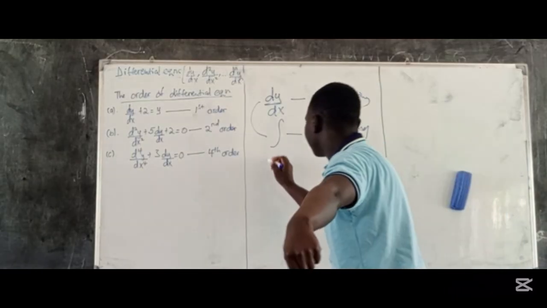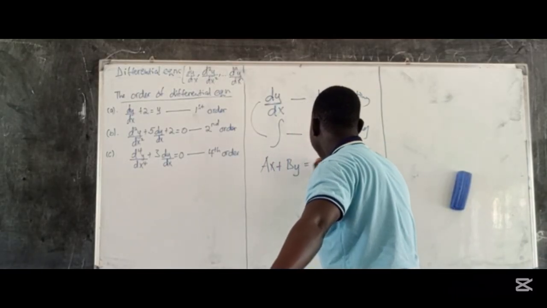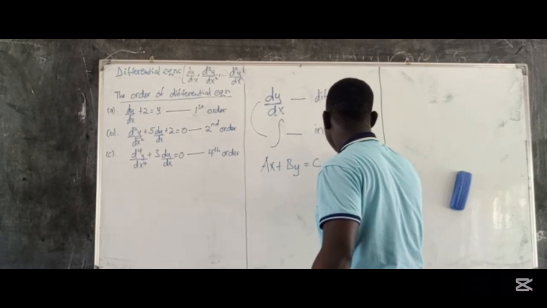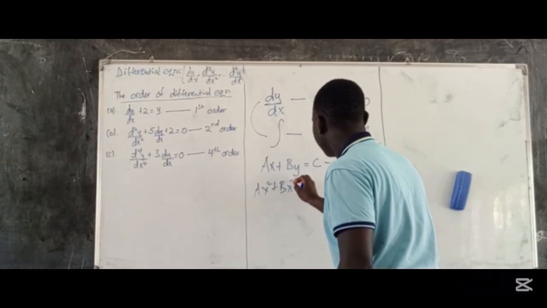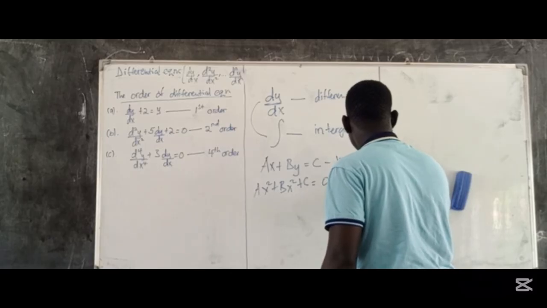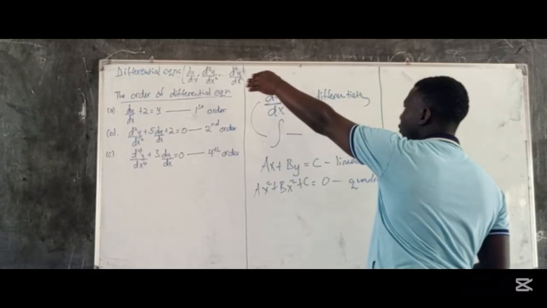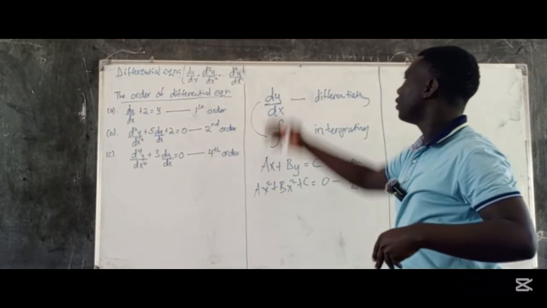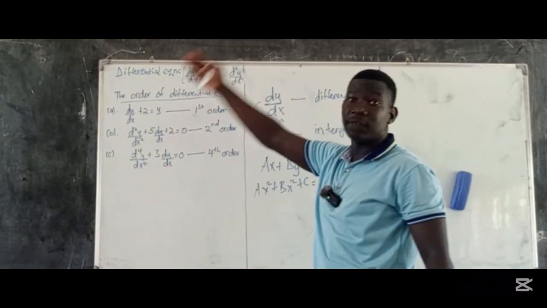Let me take you back to this. We have seen equations. For example, this one: ax plus by equals c. Yes, we call this a linear equation if you recall. Then you also had ax squared plus bx plus c equals 0. We call this a quadratic equation. Now, all equations that have a dy/dx in them, these equations today we are going to be calling differential equations.